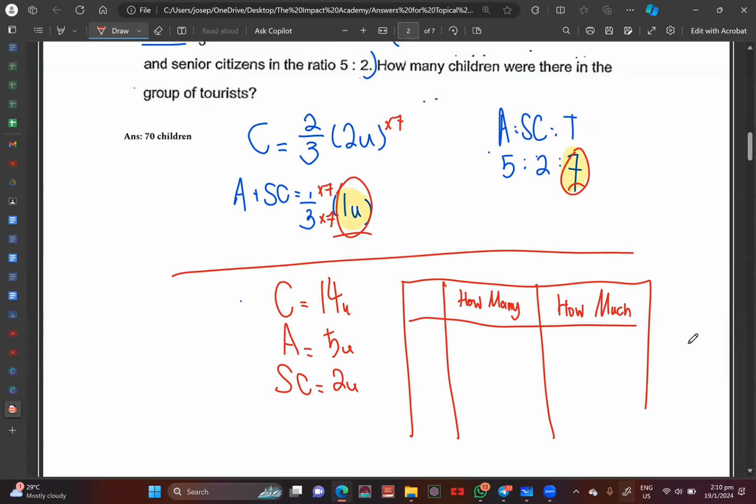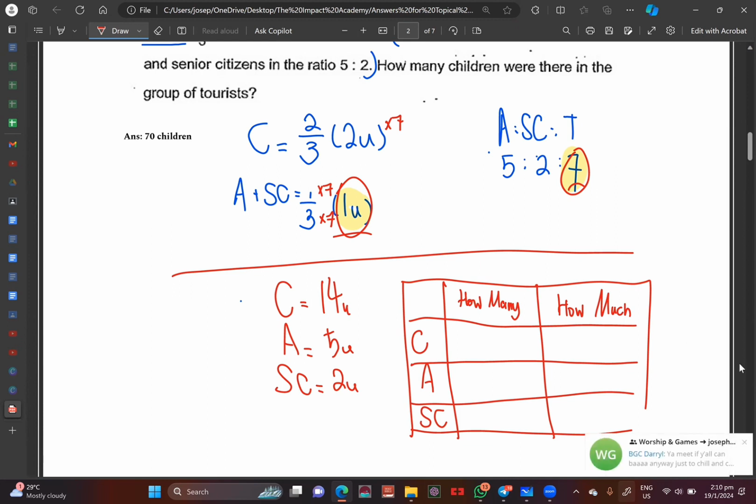You realize that? Yeah. So over here, what you want to do, of course, is to write down children, adults, and senior citizen. Make sense? Yeah. You sure? Tell me what should I put inside for children.